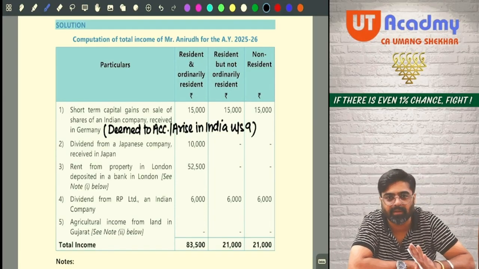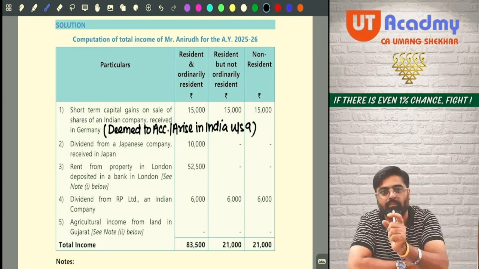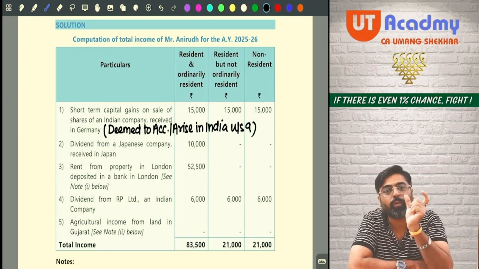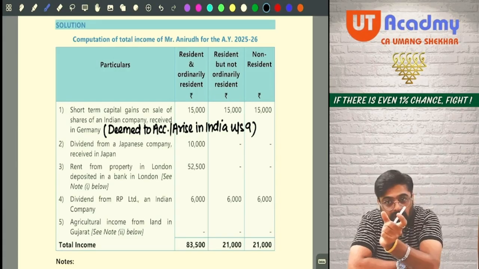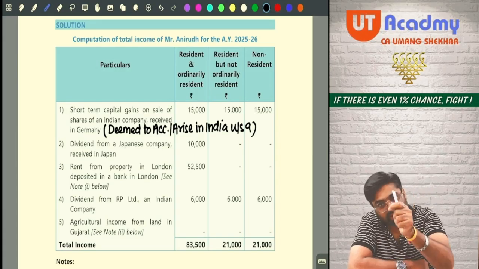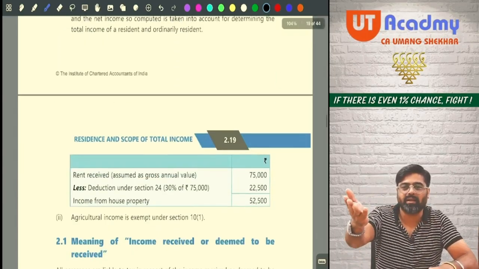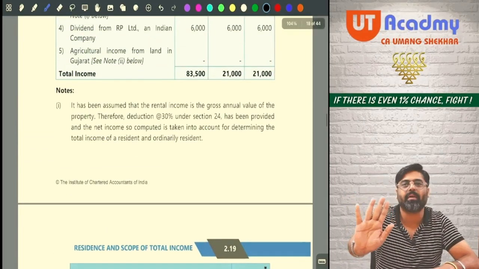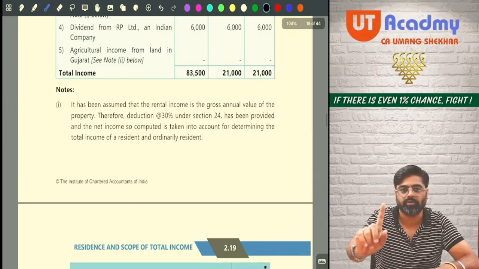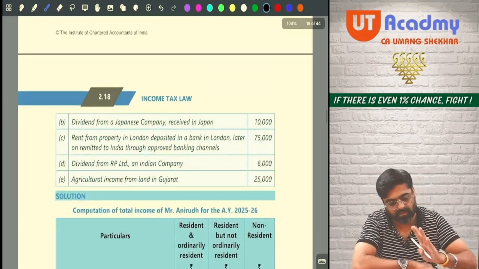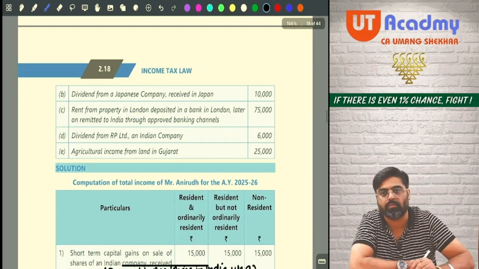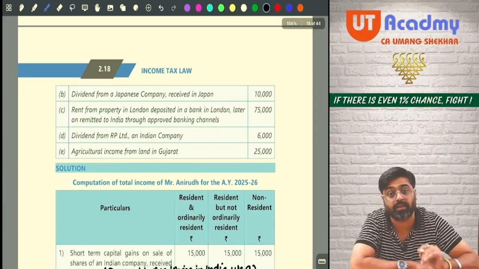Getting my point, everyone? So for every income, you are always supposed to put the logic in a bracket there with that income only. Then you will not have to write down such kind of notes and all. Getting my point, everyone? Sure. First income is done. Now come to the second income. Dividend from Japanese company received in Japan.